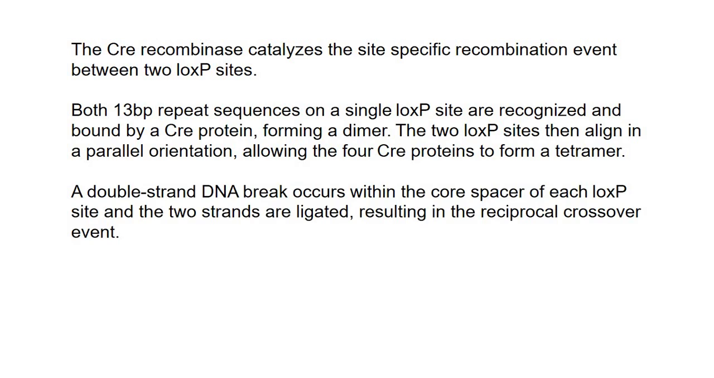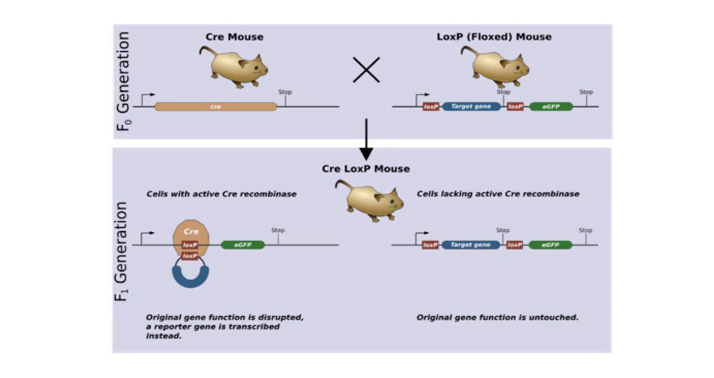Double-stranded DNA break, which is not exactly a double-stranded DNA break, but single-stranded and then single-stranded again. So both DNA strands will be broken, but one at a time. These occur within the core spacer of each LOXP site, and the two strands will be ligated, resulting in a reciprocal crossover event. So here is an example of how this is used outside the viral genome.